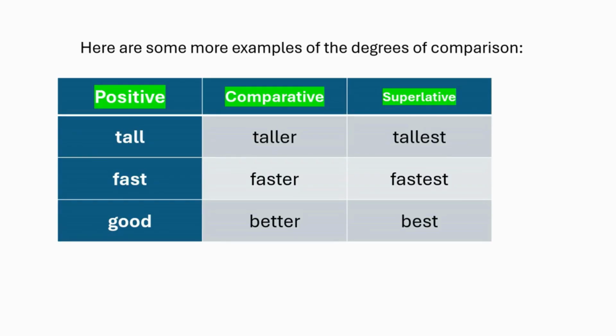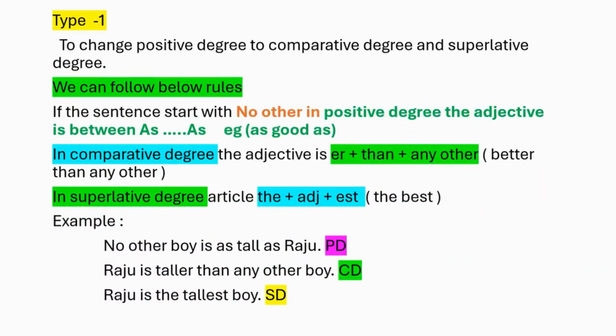So here are some more examples of the degrees of comparison: positive degree, comparative degree, superlative degree. We have to learn some words. I will explain a few words in this video. Tall, taller, tallest. Fast, faster, fastest. Good, better, best. So that is the theory of the comparative degree.